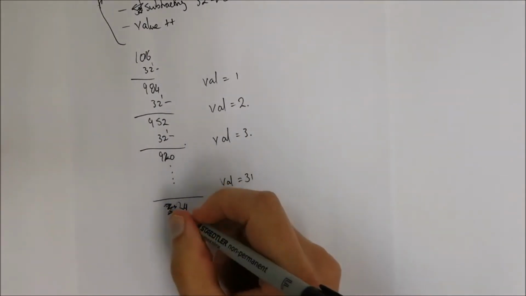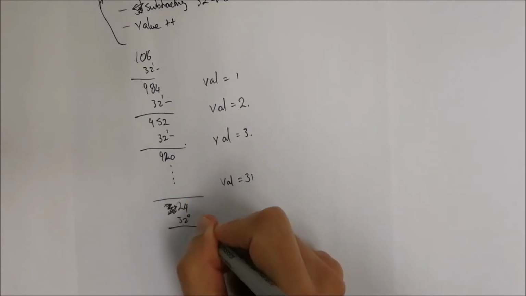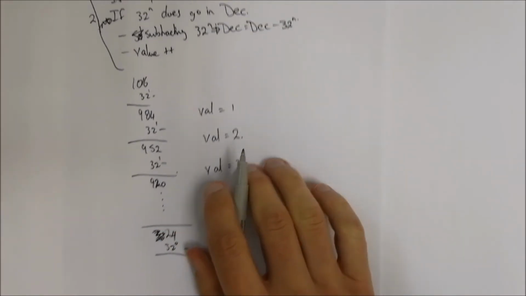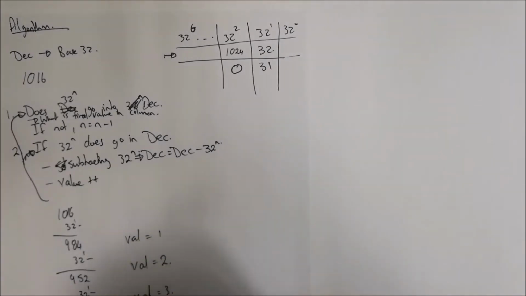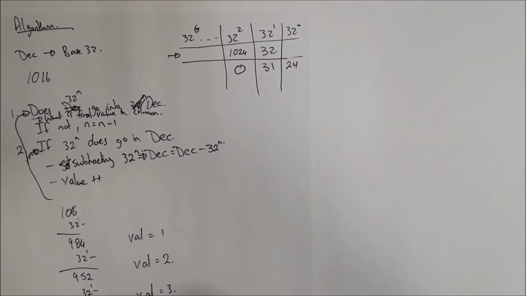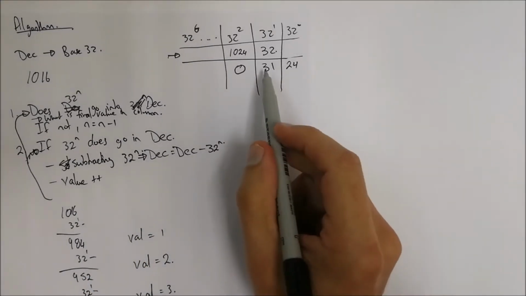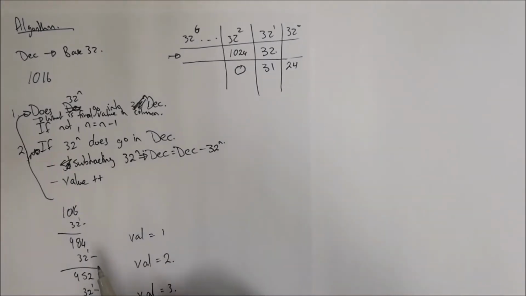Now we're going to be looking at how many times does 32 to the power of 0, in other words 1, go into 24. And we know that's 24 times. So we'll be repeating that process and we will get 24 over there. Okay, so now the problem comes in: how do we represent this 31 and this 24?